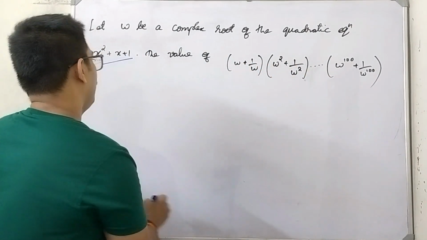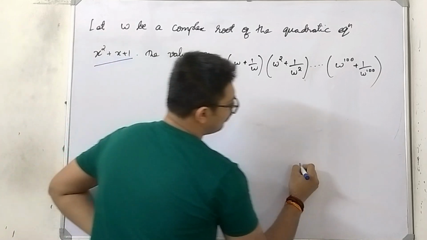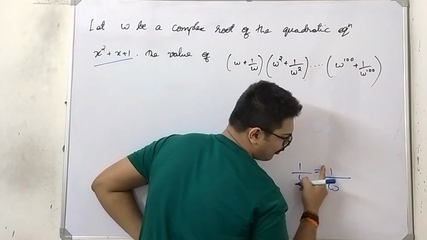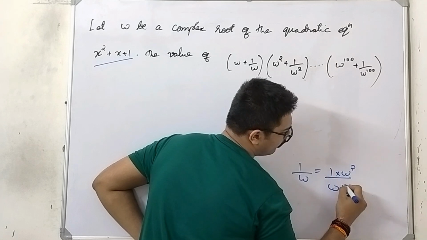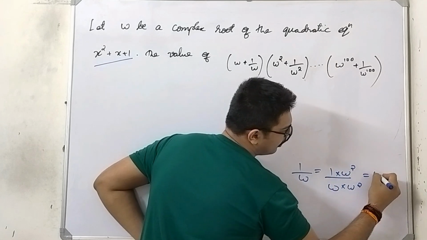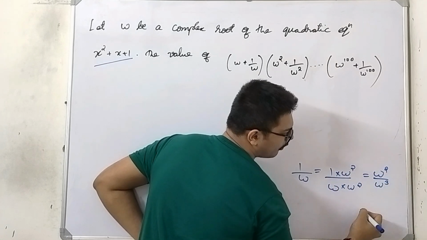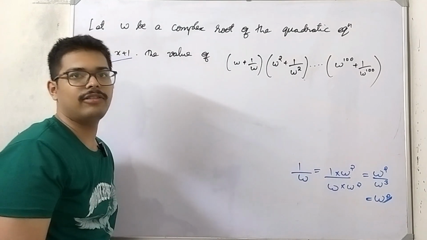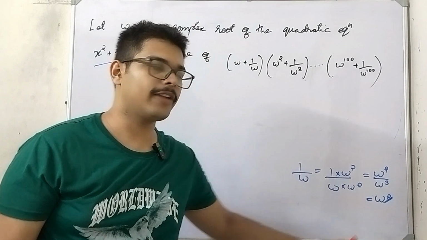Now what I am doing, I am writing the 1 by omega term. How can I write it? 1 by omega equals 1 by omega into omega square into omega square. This is equal to omega square divided by omega cube. Omega cube equals 1, which means omega square is the value. So 1 by omega is equal to omega square.